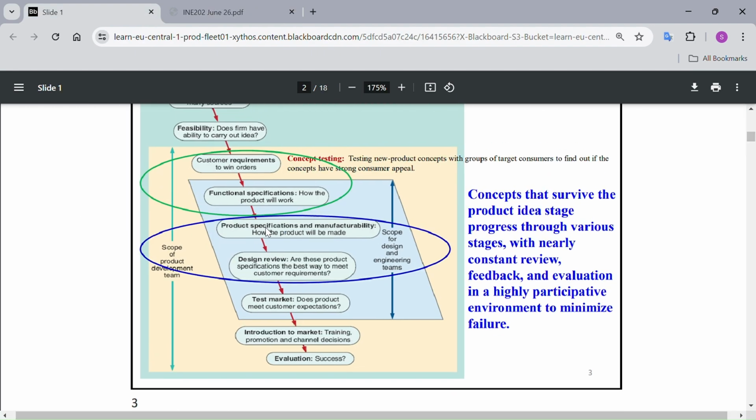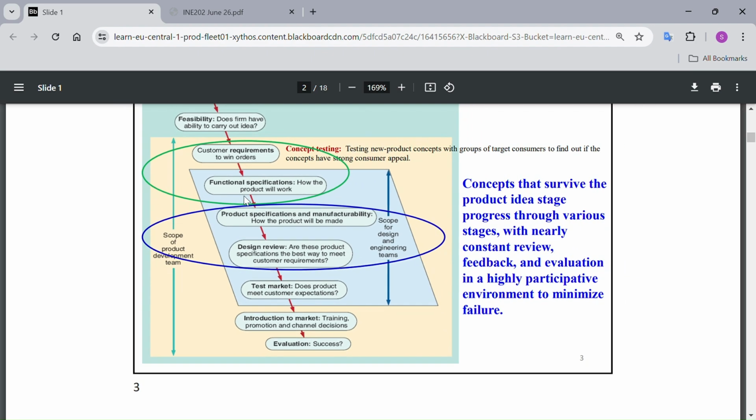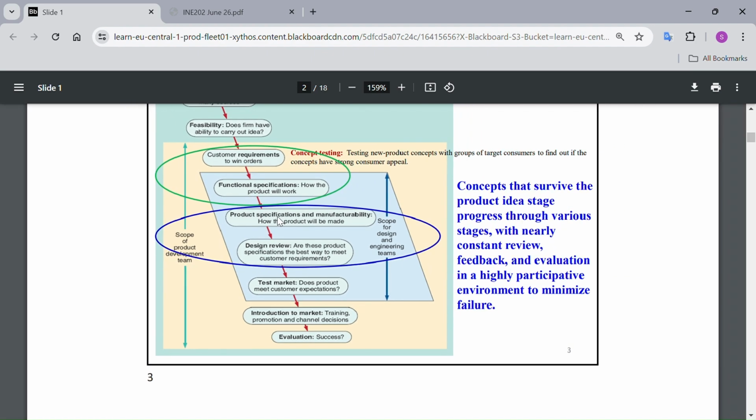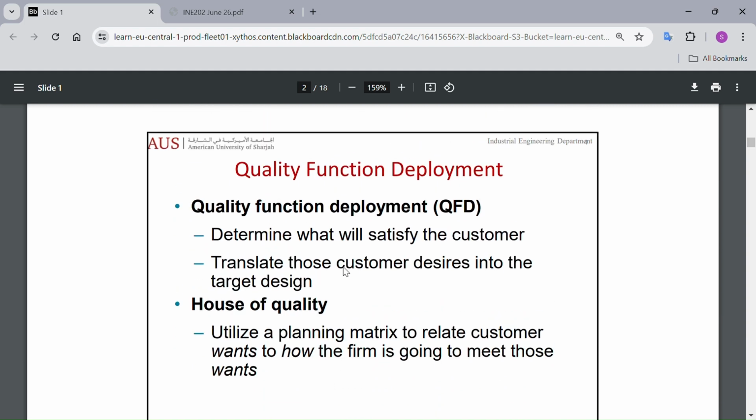Okay. Now, quality function development.